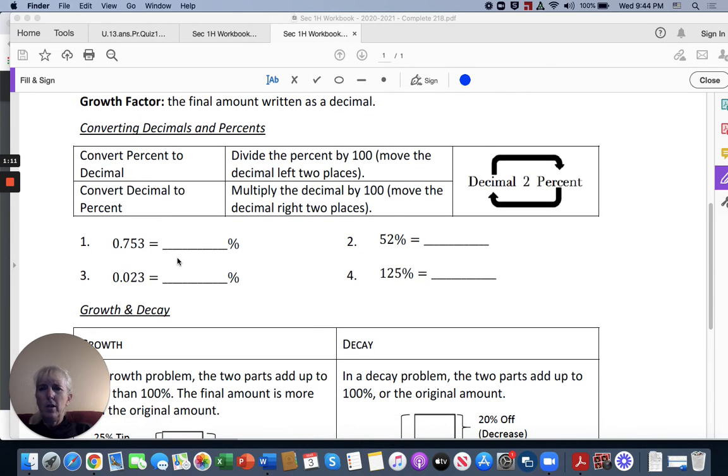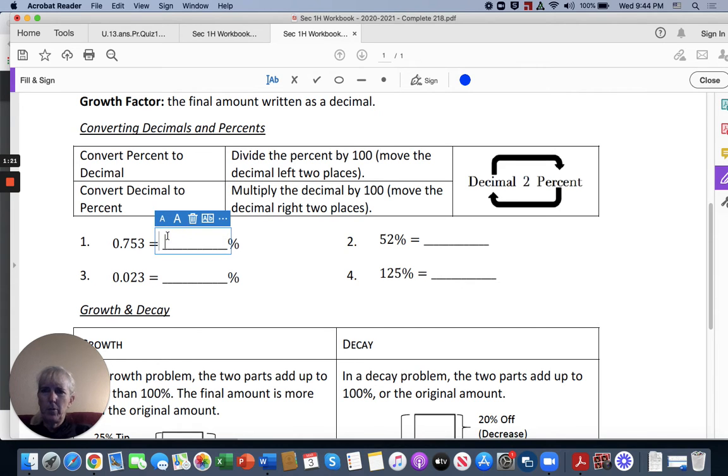So here, we're going to go ahead and say, okay, let's take 0.753, convert it to a percent. So the way you would do that is we would just put 75.3%, okay? 52%, convert that to a decimal, 0.52. And I'm super picky about writing the 0 in the front, okay?